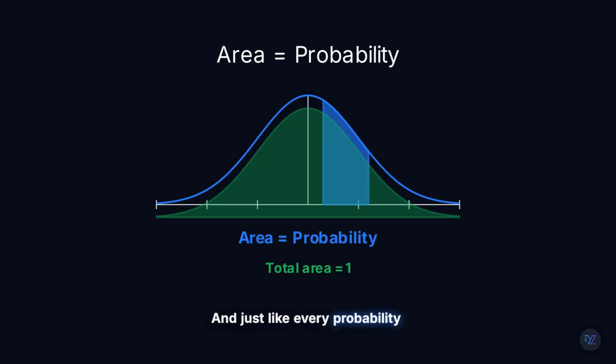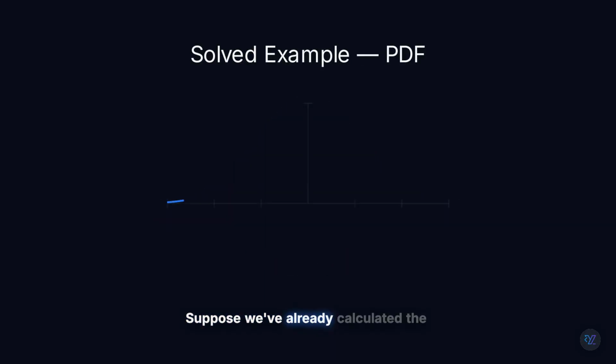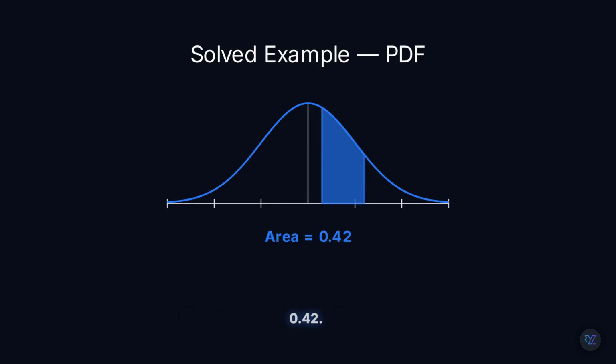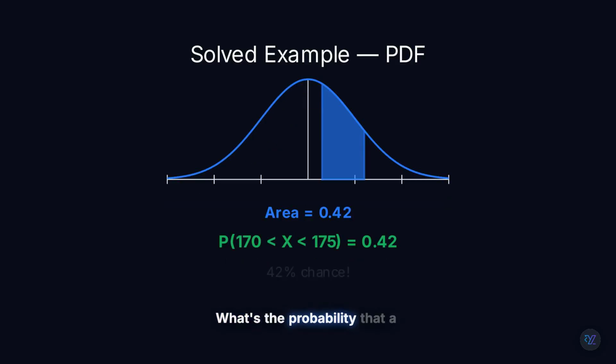And just like every probability distribution, the total probability must still equal 1 for a PDF. That simply means the entire area under the curve equals 1. Suppose we've already calculated the shaded area, and it equals 0.42. What's the probability that a randomly selected person has a height between 170 and 175 centimeters? The answer is already there. The area is the probability. So P of 170 less than x less than 175 equals 0.42, meaning there's a 42% chance a randomly selected person falls inside this interval.